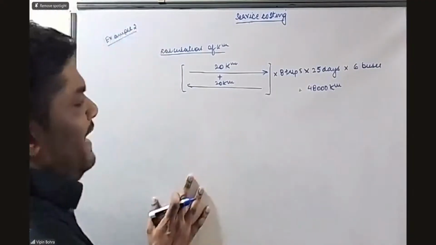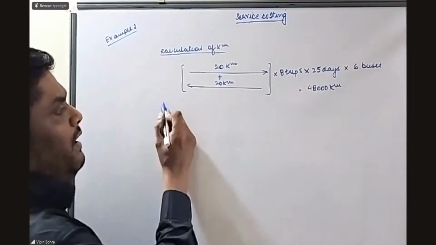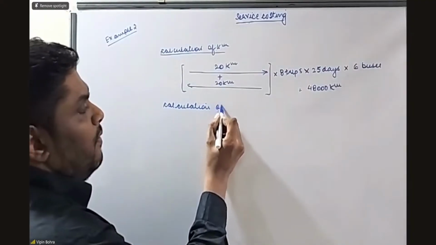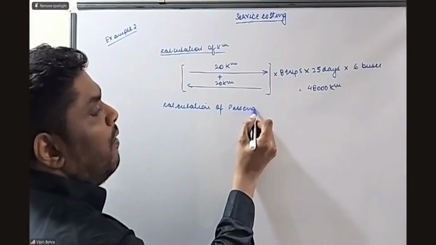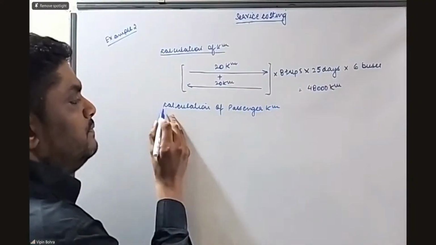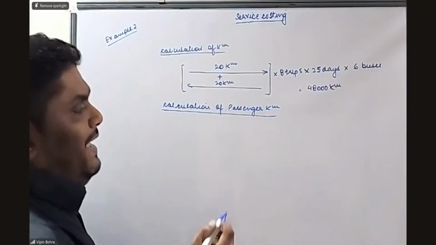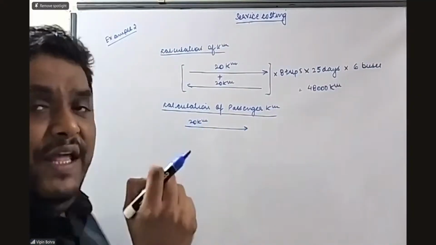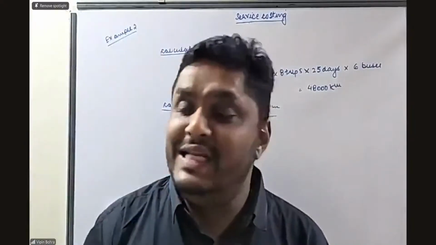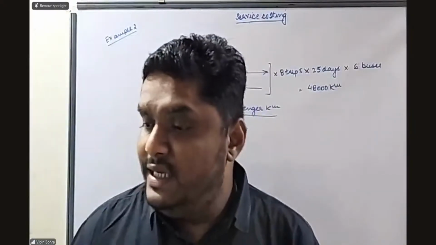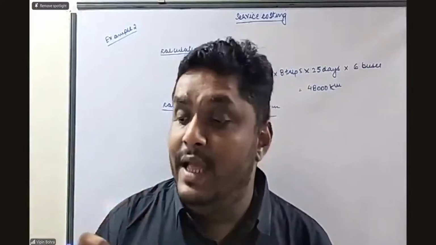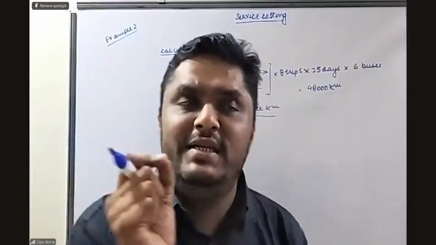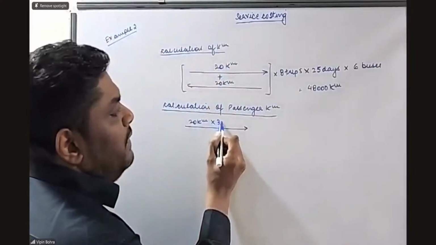So this is the way we will calculate the kilometers. Now next is calculation of passenger kilometer. Again, the bus is traveling for 20 kilometers. Now, very important, the bus is traveling for 20 kilometers with how many passengers? See, the seating capacity is 40 passengers and the occupancy is 80%. So 40 into 80%, that is 32 passengers are traveling in the onwards journey.